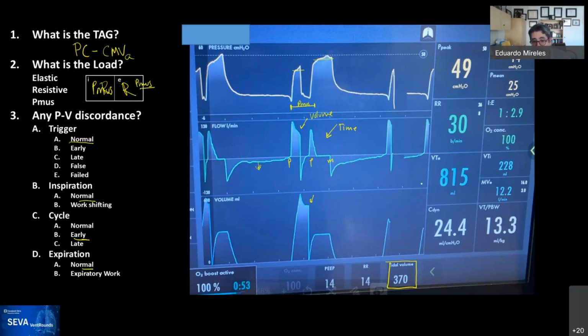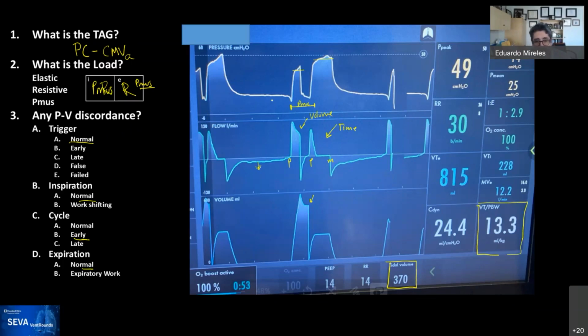Actually, if you see the amount that the patient exhaled at the last breath, it was 815 instead of 370. That's how much that human being put inside their little body. And so actually you can see that it's 13.3 mLs per kilo instead of the 370 that the patient was supposed to get. So when I see trigger, I agree with you 100%.